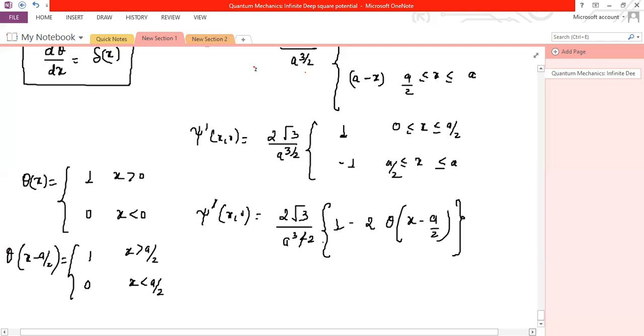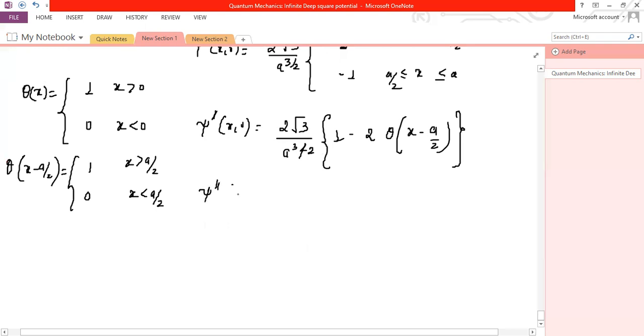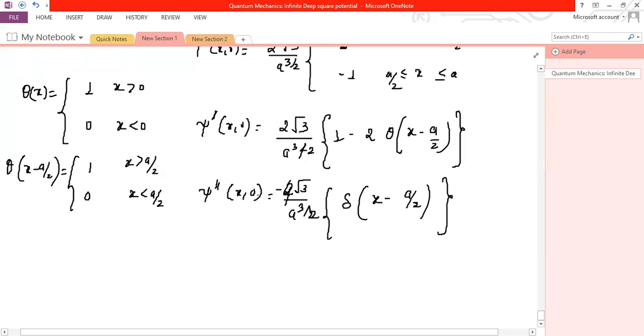Now, if I want to find the second order derivative at time t equal to 0, let us say, it will be 2 upon 2 root 3 upon a raised to power 3 by 2. I've already told you that the derivative of the unit step function is the Dirac delta function. So you'll get 2 here, so this will be 4, the negative would follow, and this will be the Dirac delta of x minus a by 2. I hope it is clear now. So the second order derivative can be expressed as minus 4 root 3 upon a raised to power 3 by 2 times the Dirac delta function at x equal to a by 2.